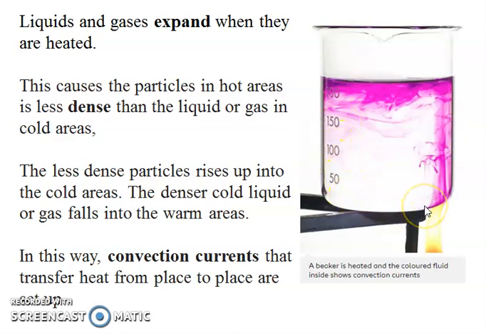In this way, we call it a convection current, which transfers heat from place to place. The hotter particles will rise up and the colder particles will move down as they are denser than the hotter particles. This will continue until all the particles in this liquid receive the same amount of energy.